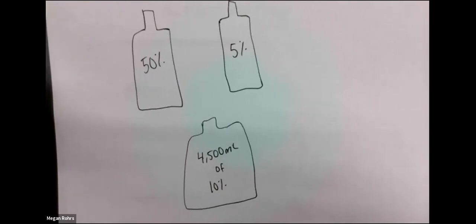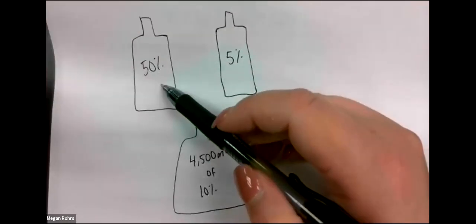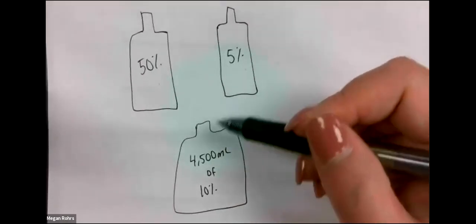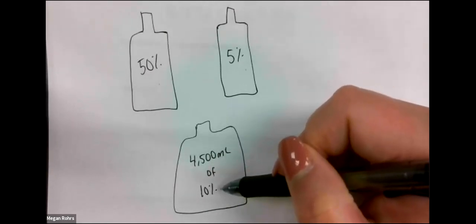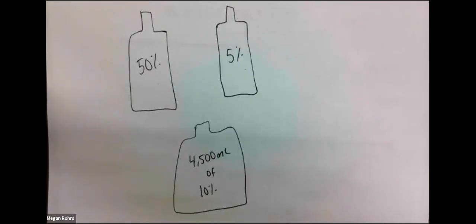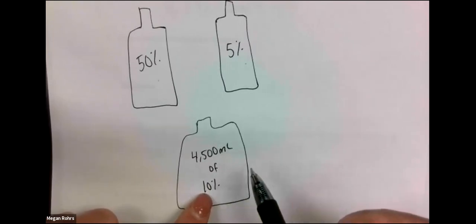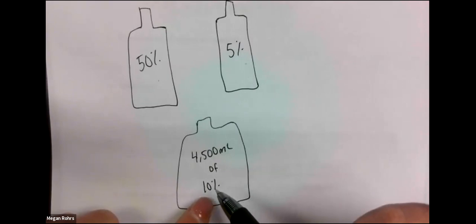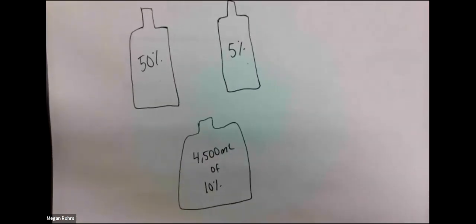So I think, especially for the visual learners, if you think about what's happening, it makes it a little bit easier here. So we're going to combine an amount of each of these solutions to make a total of 4,500 mils of a 10% solution. Now the rule states that the strength of our final product has to lie somewhere between these two strengths, which it does. 10 is in between 5 and 50, so that can be done, okay?